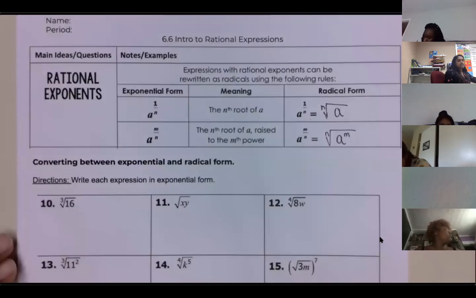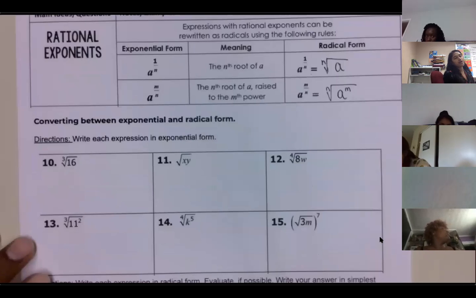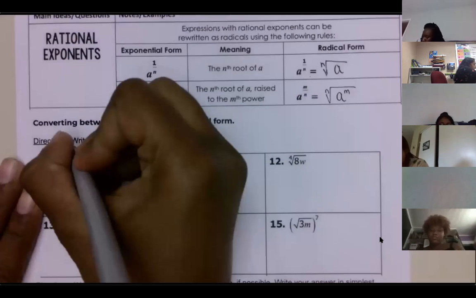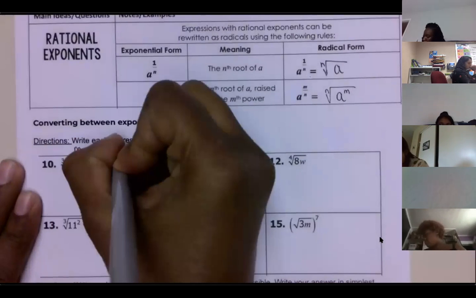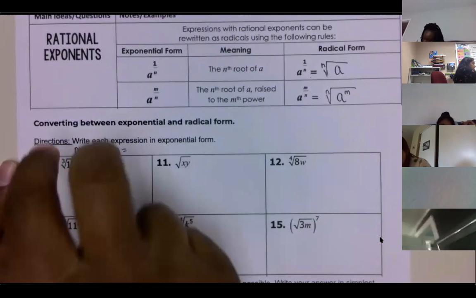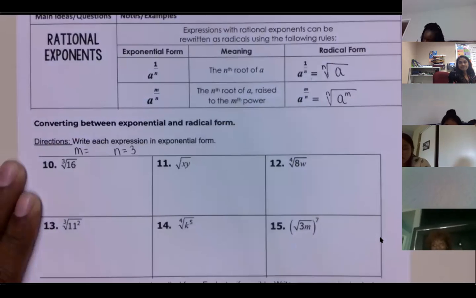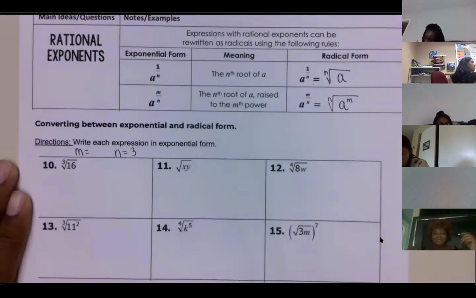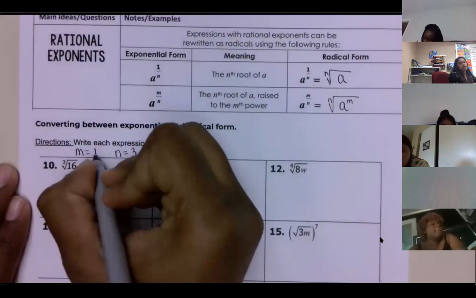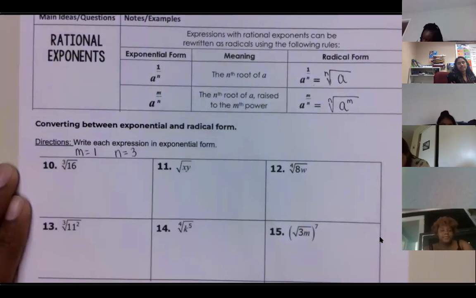All right, so the first examples, we're going to convert between radical and exponential form. We're starting with radical form and going to exponential form. The first thing you want to do is identify your m and identify your n. Your n is always the index. In this case, the index is 3, so n is 3. Your m is always the exponent. If you don't see an exponent, your m is 1. So for 16, there is no exponent, so the m is 1.